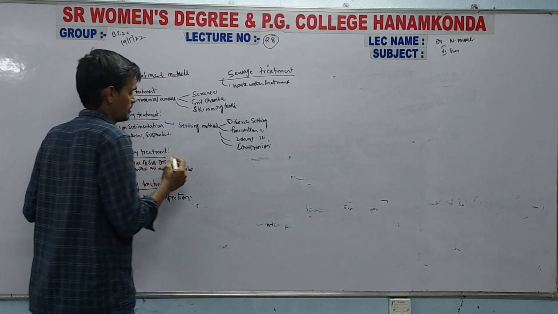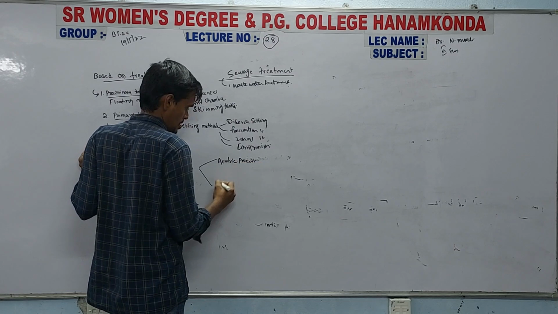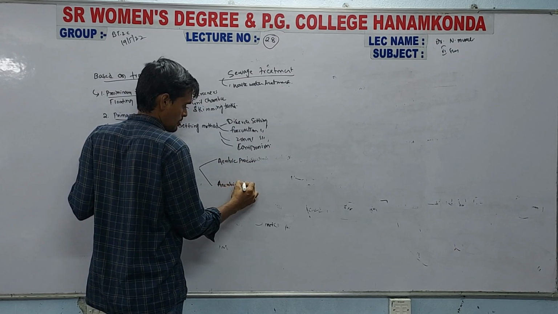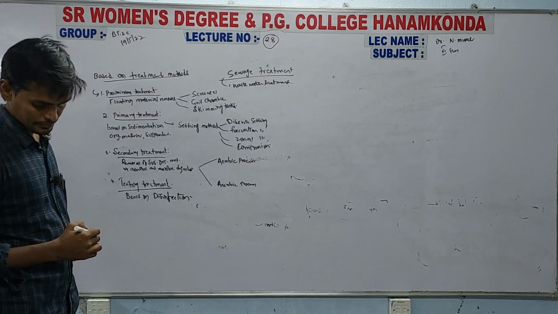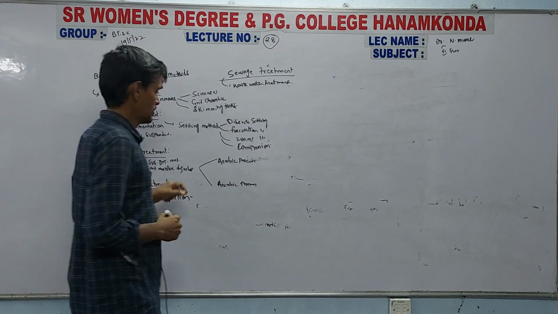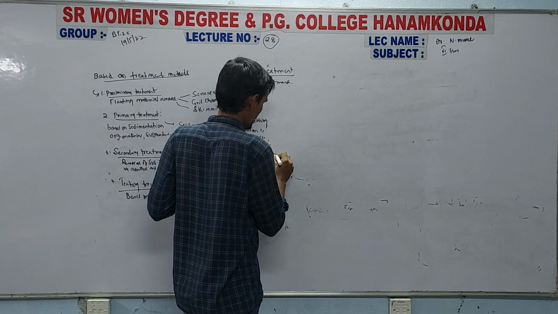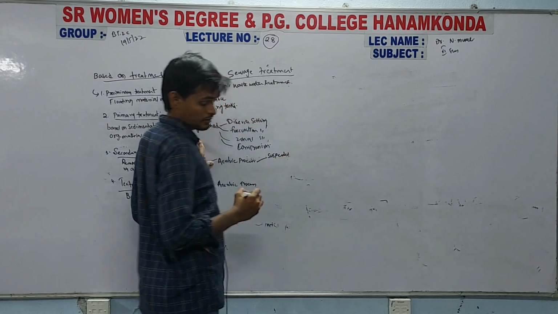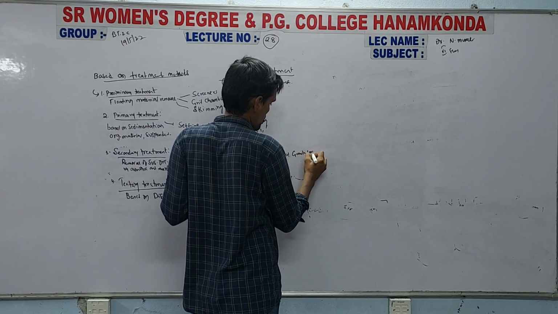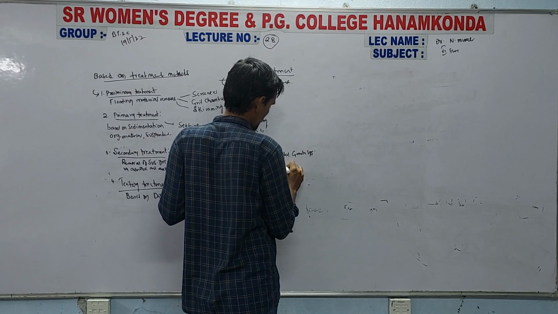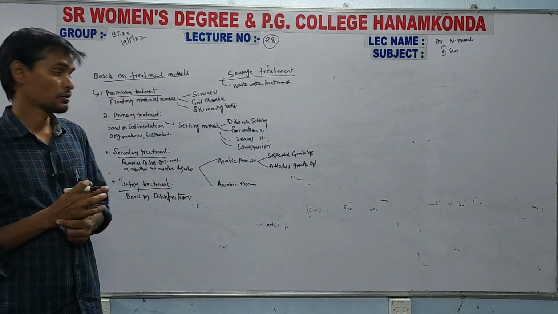Next, coming to the secondary treatment, we have two processes, that is the aerobic process and the anaerobic process. Coming to the aerobic process, we have two categories: suspended growth system and attached growth system.